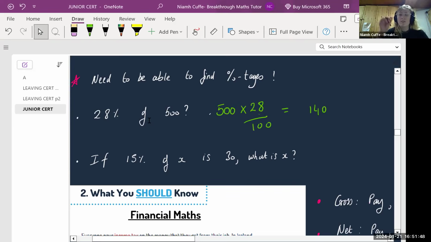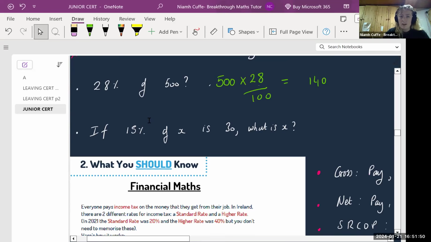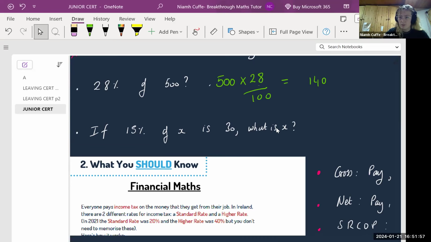Now, what about this one? If 15% of x is 30, what is x? Guys, take a minute. Give that a go for me.